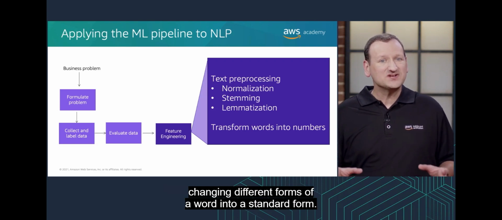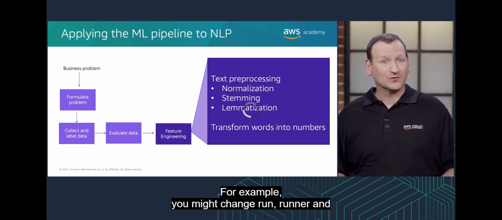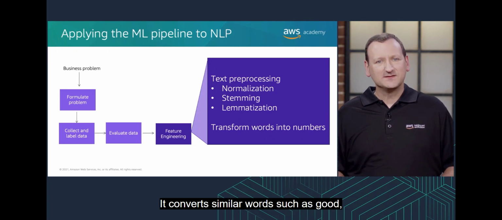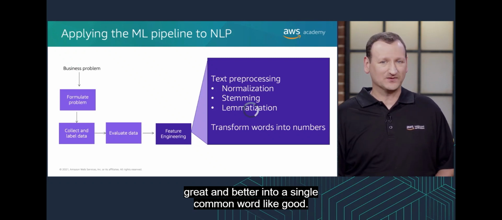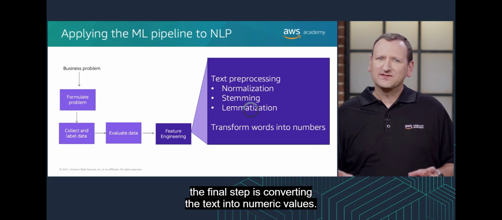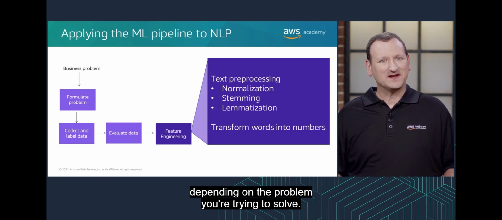Stemming. This is a method for changing different forms of a word into a standard form. For example, you might change run, runner, and running into run. Lemmatization is another technique. It converts similar words such as good, great, and better into a single common word, like good. After you process your data, the final step is converting the text into numeric values. You can do this in different ways, depending on the problem you're trying to solve.